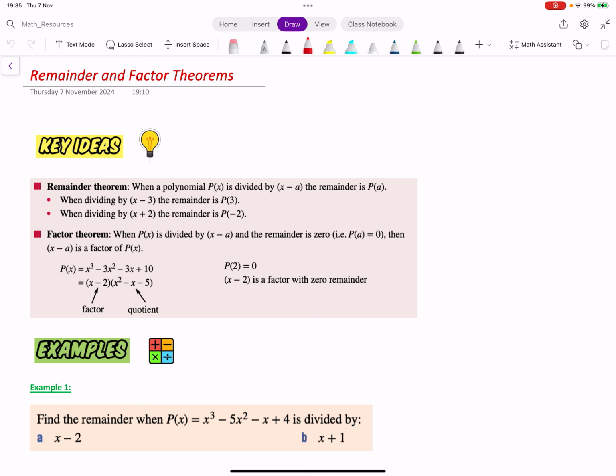So the remainder theorem states that if I am dividing a polynomial by x minus a, the remainder is p of a. So for example, when I'm dividing by x minus 3, the remainder is p of 3. So I'm substituting into the equation that value of a. Now the most important application of the remainder theorem is the factor theorem. So if you substitute in that a and it spits out 0, that means that x minus a is a factor of that polynomial.